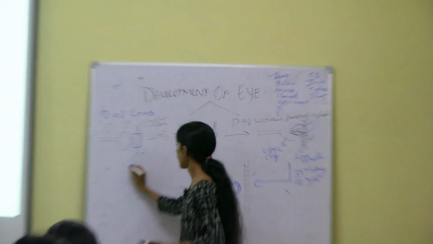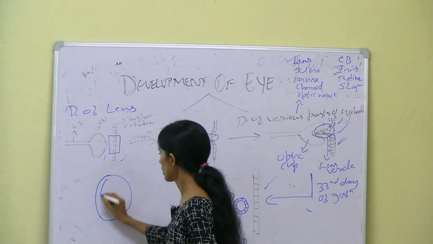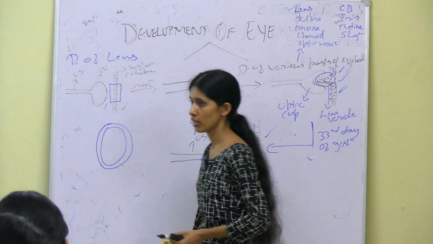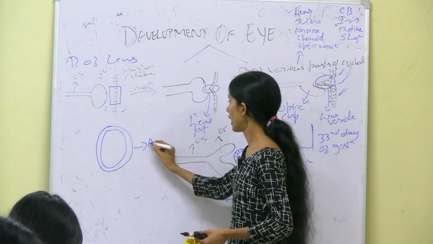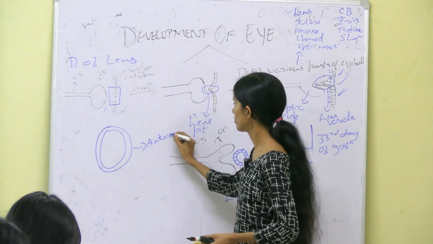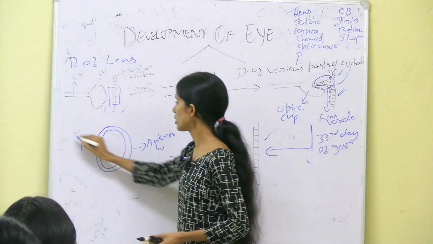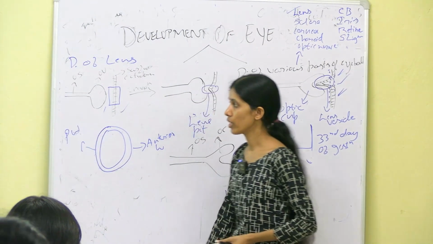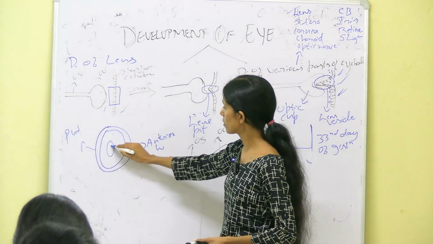Okay. Now we have the lens. Imagine this is the lens and this is the anterior wall and this is the posterior wall and this part is your cavity.